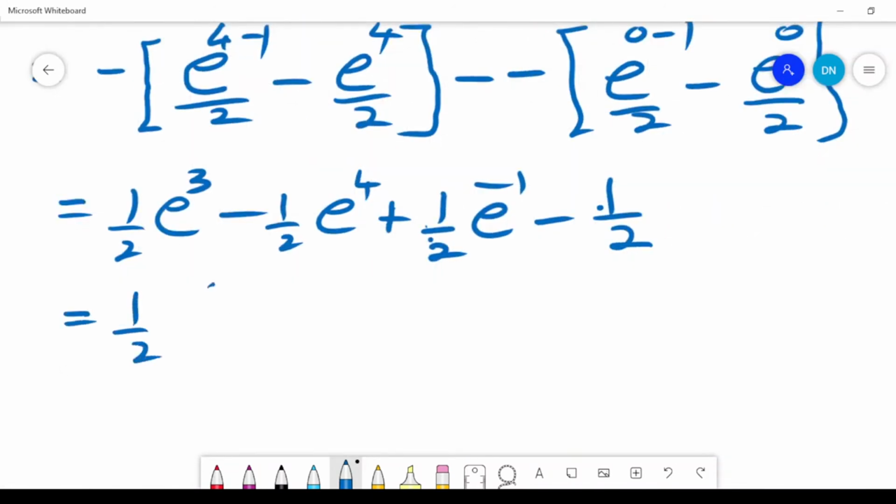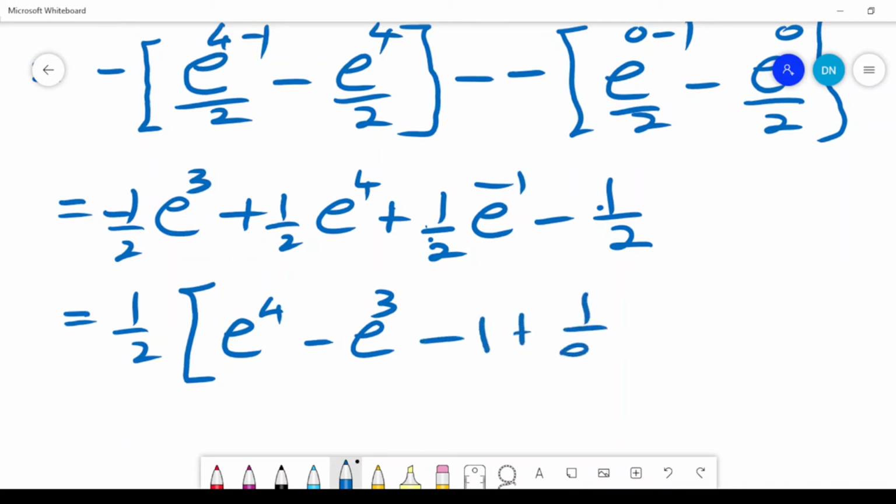So it is a half, and this gives rise to e raised to power 4 minus e raised to power 3 minus 1 plus 1 over e. And that is the final solution to that equation.